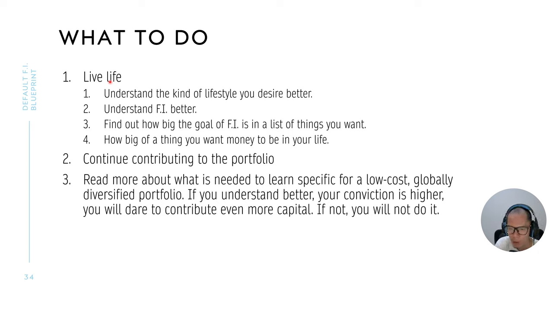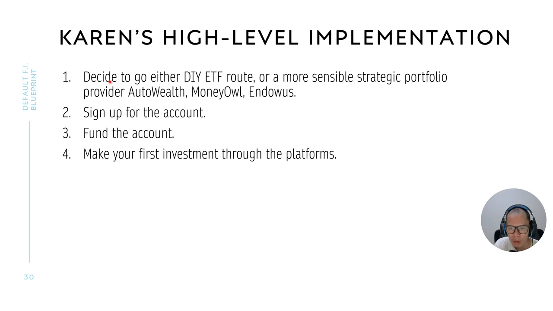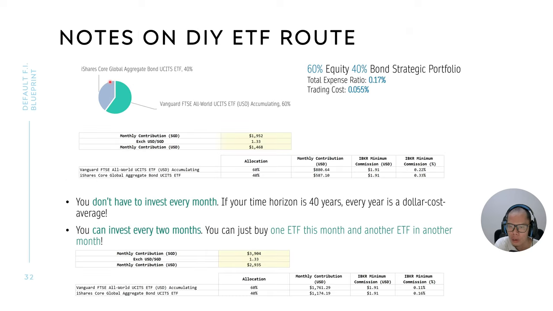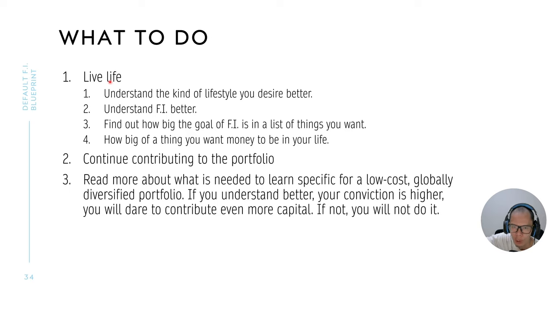Oh, I forgot already. See, poor memory. Okay, what's the amount? 23,000 a year. So imagine that every year she'll put in 23,000. But there are some things to do at the same time.